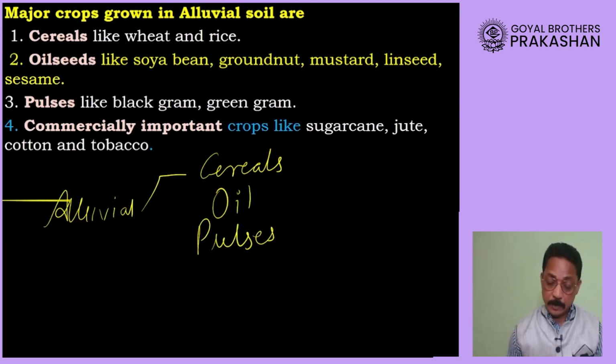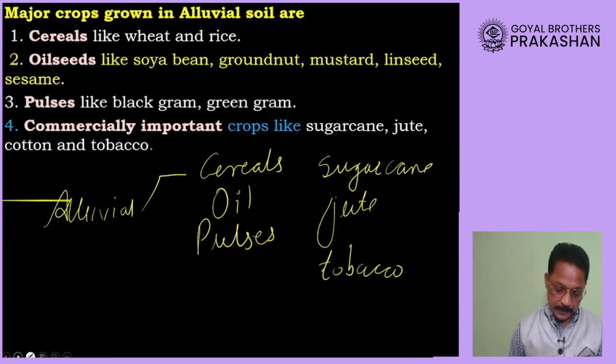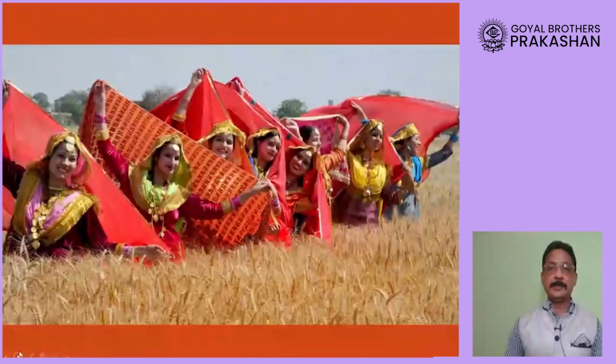Okay, and also some commercially important crops are those crops which are required for industrial purpose, and these crops include sugarcane. Then another crop is jute, another crop is tobacco. So if you now, dear students, look at this list, you will realize that this soil is really very fertile and supports the growth of so many crops.